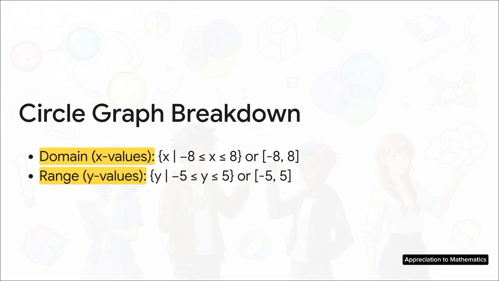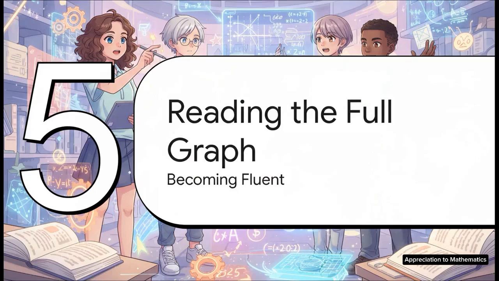For the domain, the x values, we can write it in set builder notation, or that clean interval notation, -8, 8. Same thing for the range, the y values. We can write it out the long way, or just say -5, 5. See how much cleaner that is? Okay, you have learned the basic words, you've learned the grammar, and you've learned the different dialects. Now it's time to really test your fluency.